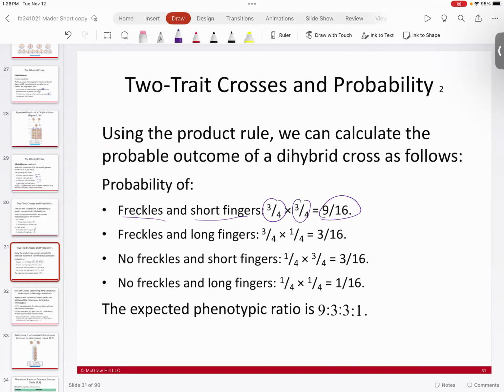If you have freckles and long fingers, it's going to be the probability of freckles times the probability of long fingers, which gives you 3/16. Same thing with no freckles and short fingers: it's a 1/4 probability times a 3/4 probability, which gives you 3/16. And then no freckles and long fingers: this is 1 out of 4 outcomes, so it's 1/4 times 1/4, which is 1/16. Notice you have 9-3-3-1 out of a total of 16 options.